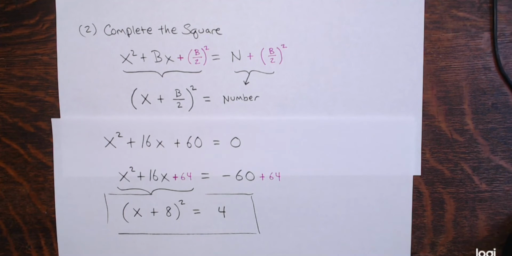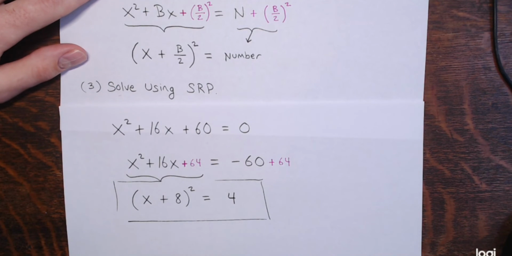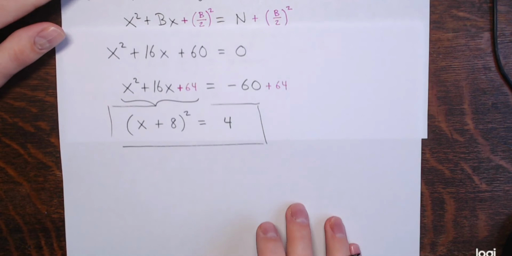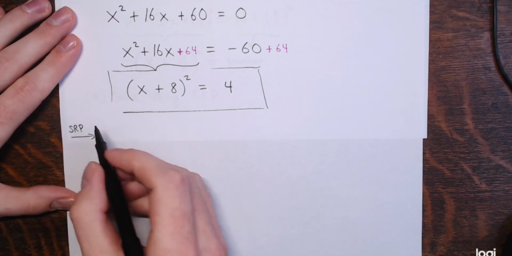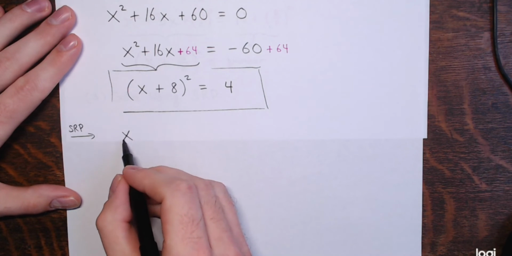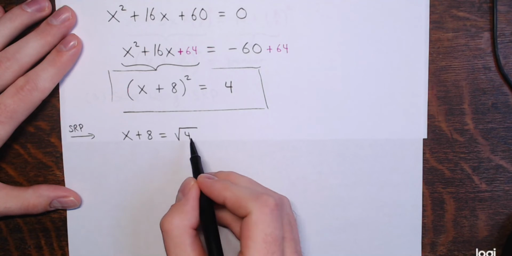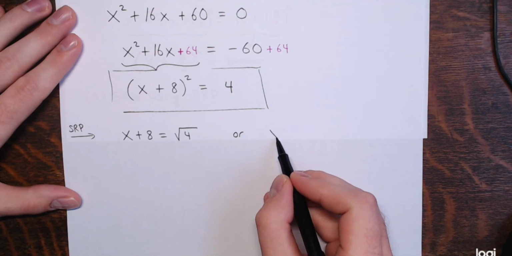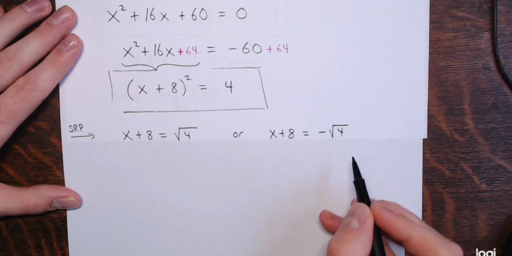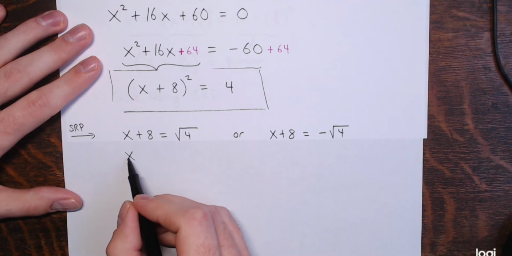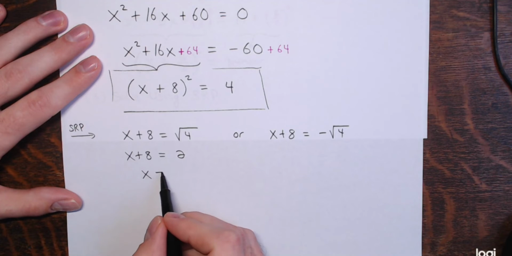So now we apply the square root property, right? Solve using SRP, the square root property. So by the square root property, this expression being squared, x plus 8, is either equal to the positive square root of 4 or the x plus 8 is equal to the negative square root of 4, and then we solve each of these equations for x. So here is x plus 8 equals positive 2. Subtracting 8, get x equals negative 6.